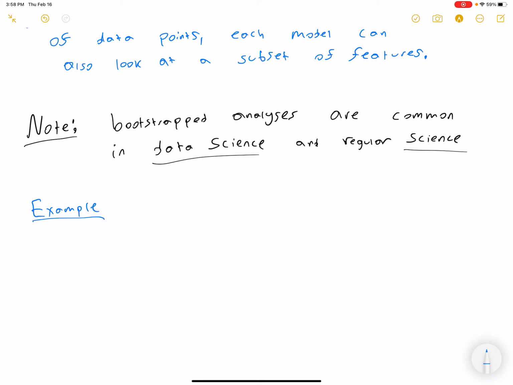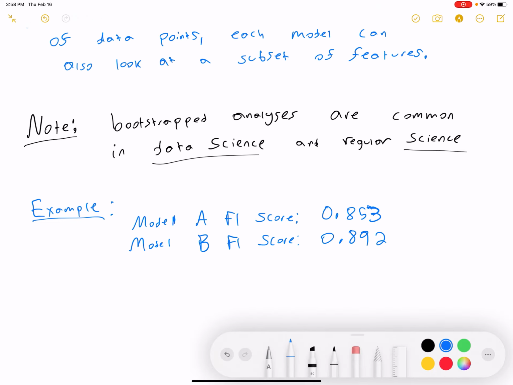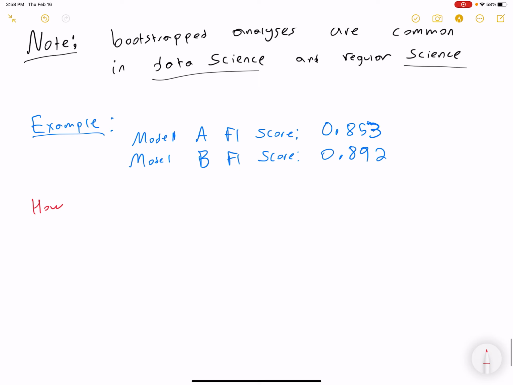So as an example, we have model A's F1 score, which might be 0.853. The numbers don't really matter. Just an example. And model B's F1 score might be 0.892. And the question is, how do we know that this difference is not due to random chance?